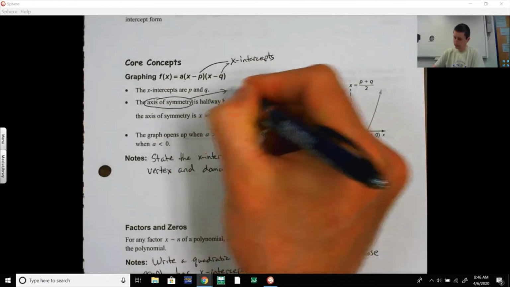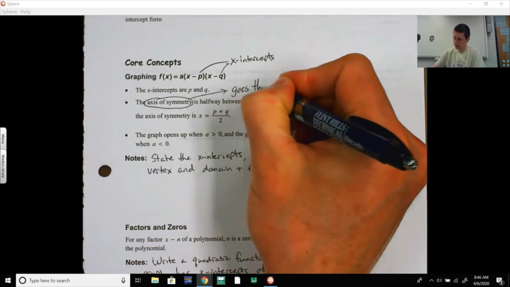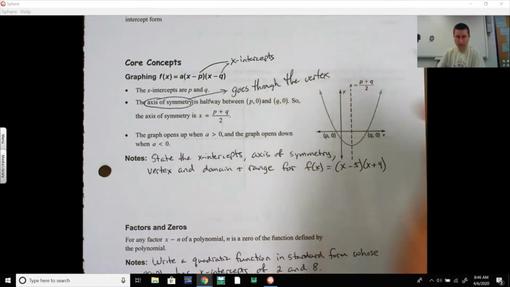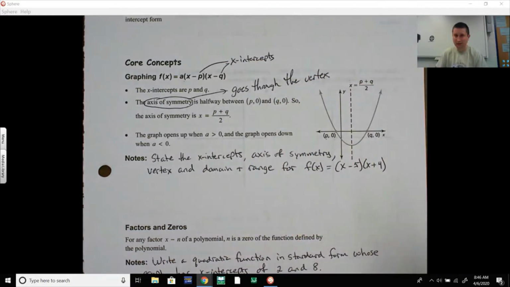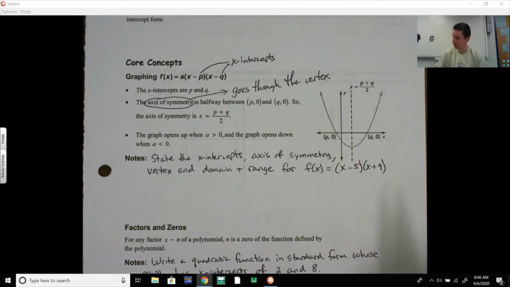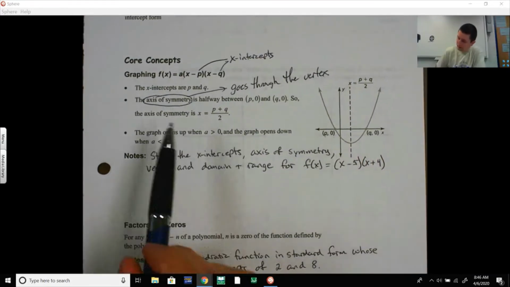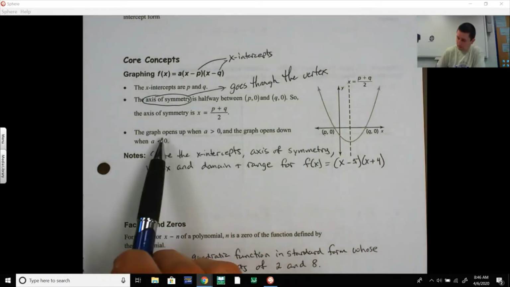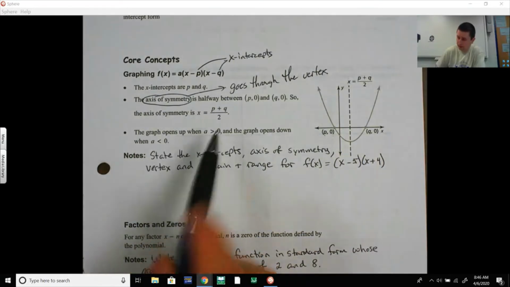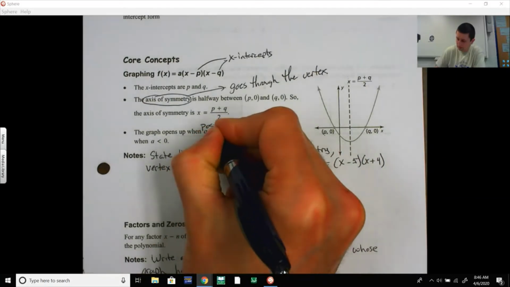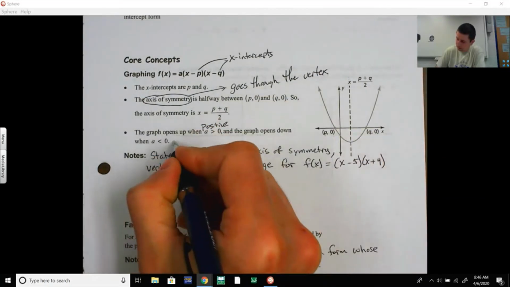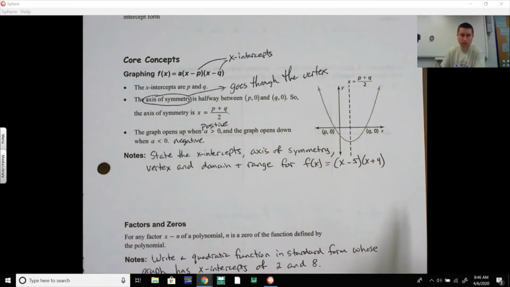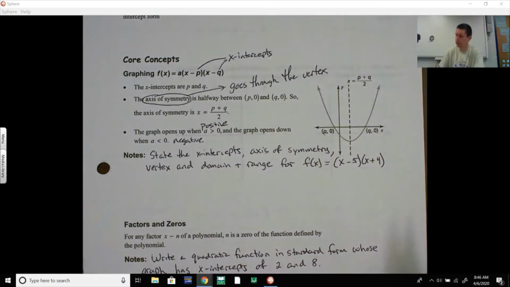So the axis of symmetry goes through the vertex. And I'm trying to give you a little bit more information than what you'll need for the assignment, because some of you will need to know this in Algebra 2, have a little understanding of this. And it is the average of the p and the q. Okay? The graph opens up when a is greater than 0. That is a positive number. And it opens down when a is less than 0. That is a negative number. That is the number that's in front of there. So that's the positive one or negative one. It can be other numbers.